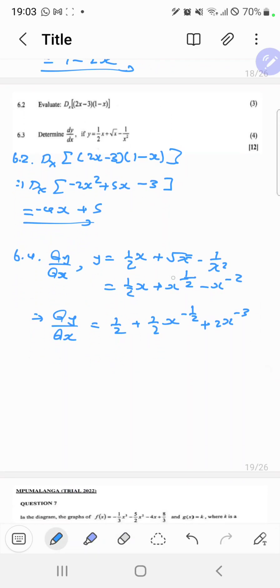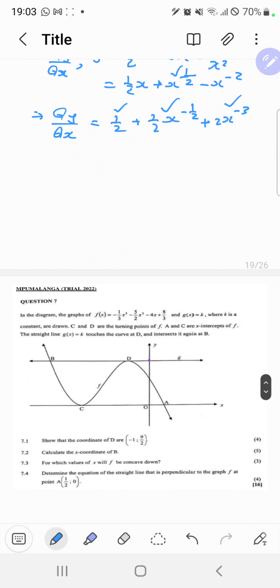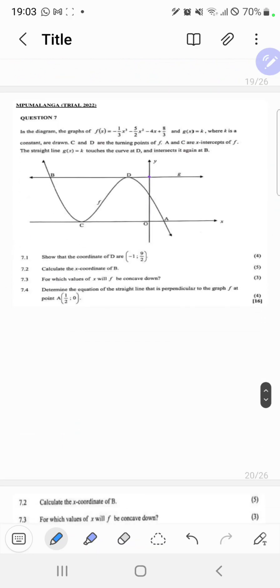So all that is important is just this conversion and getting the derivatives for 1, 2, 3. That's how you get your 4 marks. Easy. We move on. We are still going through this pain, but it is painful, but we're going to do it.